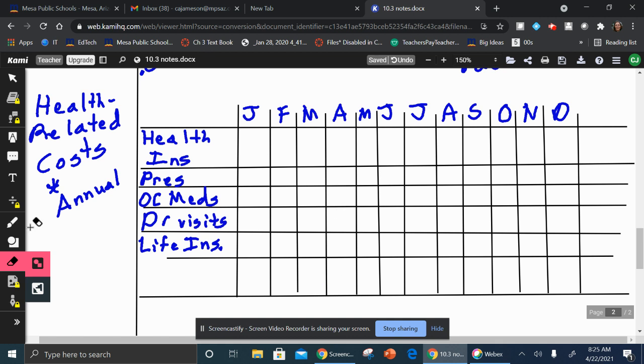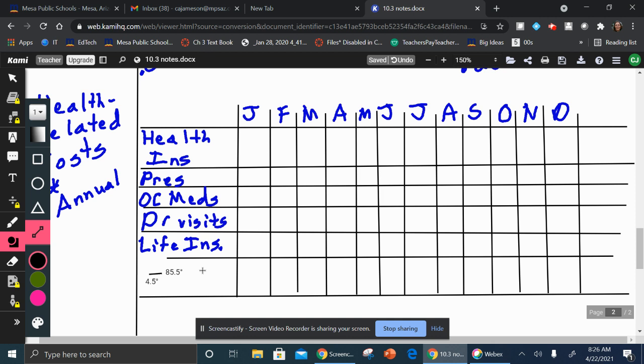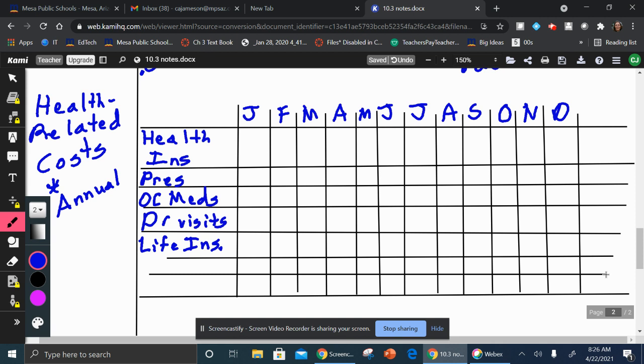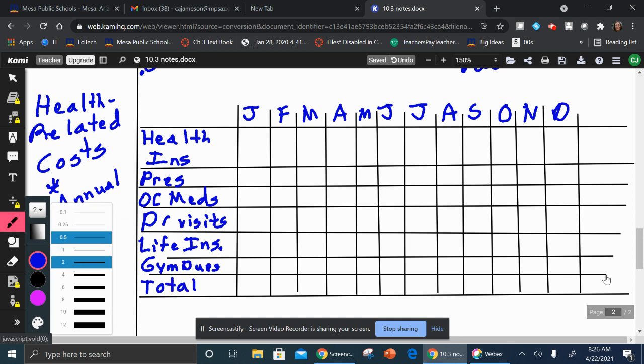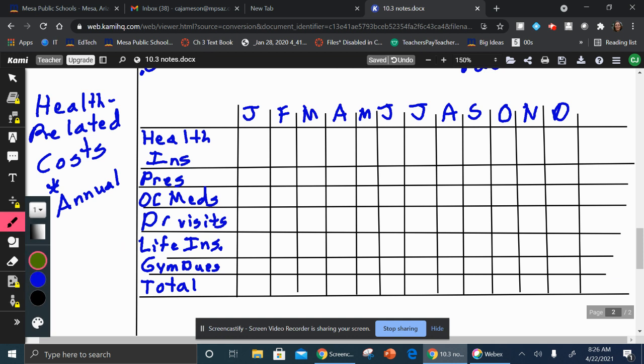I'm just going to put gym. These. Okay, and then these would be the totals. Okay, so let's go ahead and put these in. So over-the-counter meds, $30, and then doctor visits $200 in January. So the total would be $230. Okay, and then $90 for a prescription, $30 for over-the-counter, so $120.